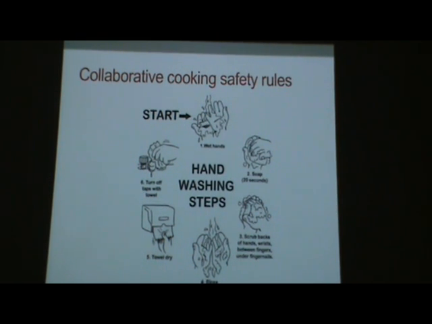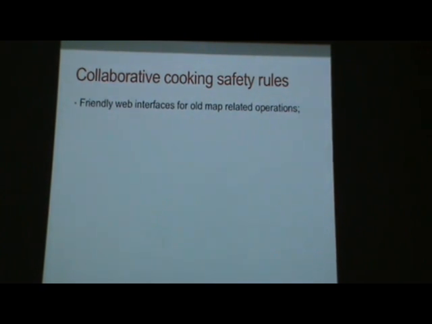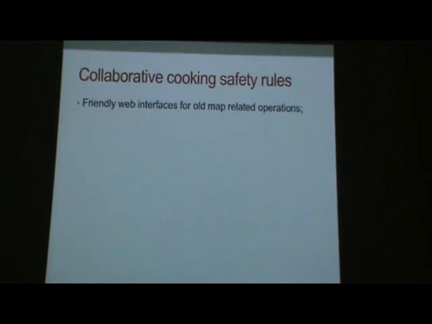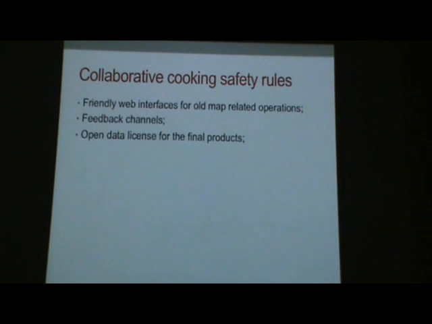We have to be careful not to let anybody down, and we need some rules for that engagement with the community. What we do is we offer some friendly web interfaces for operations related to map georeferencing and documentation. We offer some feedback channels like a mailing list and a forum. We guarantee that the final products will be released under an open license. We ensure the public recognition of each member's contribution.